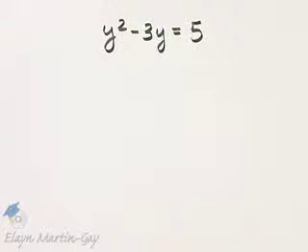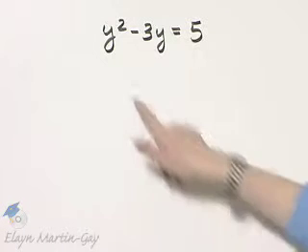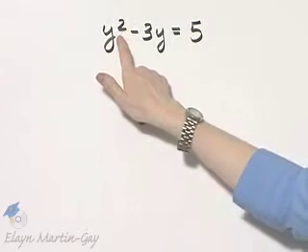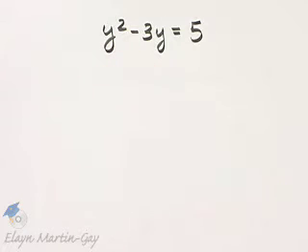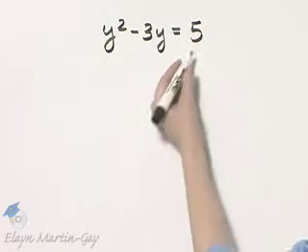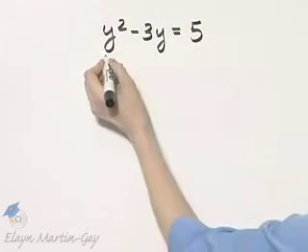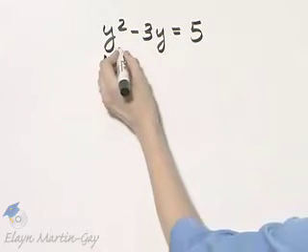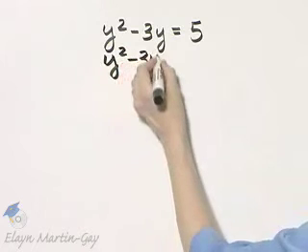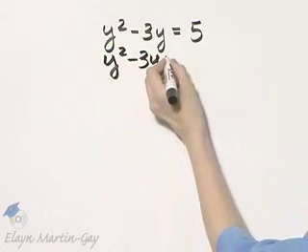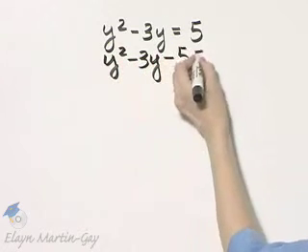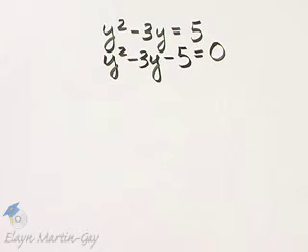Let's solve this quadratic equation. Notice it is quadratic because of the y squared term. I will begin by writing it in standard form. I'll set it equal to 0. So that will be y squared minus 3y, then subtract 5 from both sides, so minus 5 is equal to 0. And now we're ready for the quadratic formula.